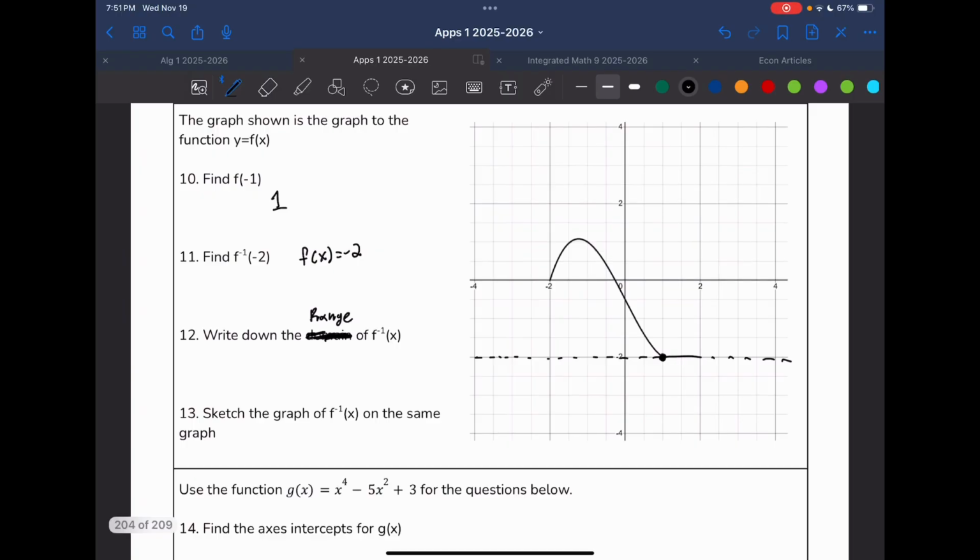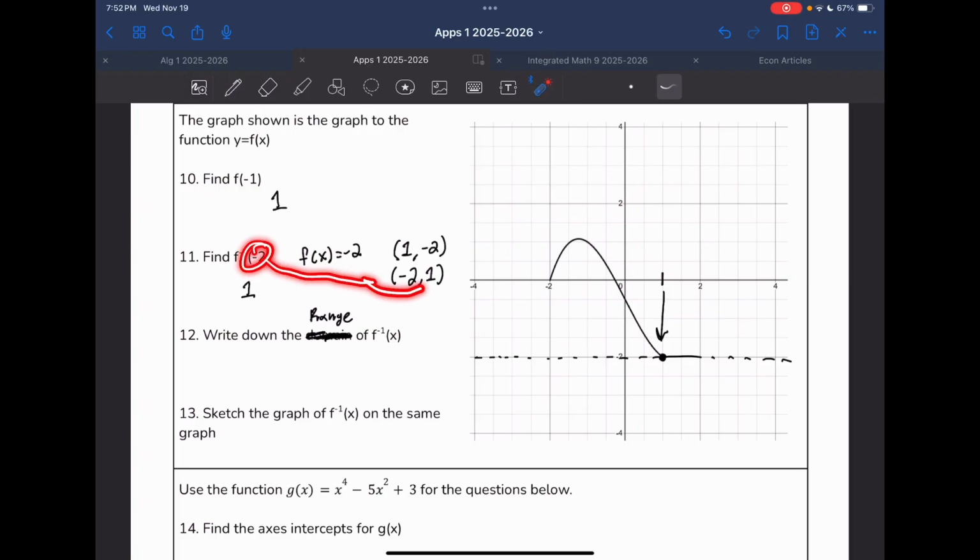And what is the input value required to get an output of -2 in the original function? Well, it is 1. The other way to think about that is we have this point in our original function, (1, -2), which means on our inverse function, we have to have the point (-2, 1). And so if we input -2 into the inverse function, we have to output 1.